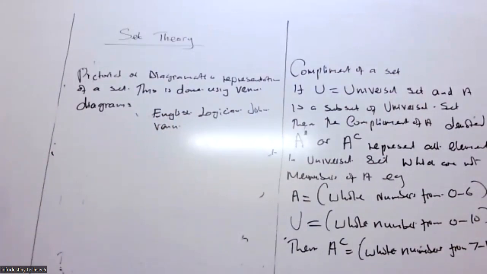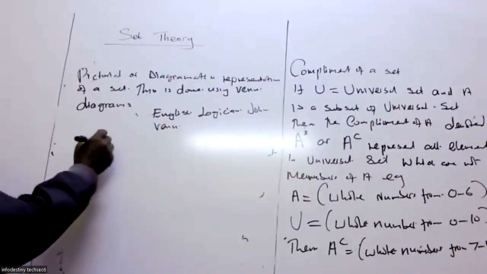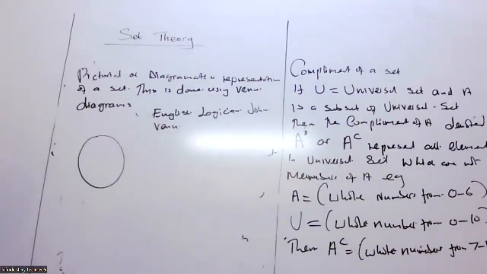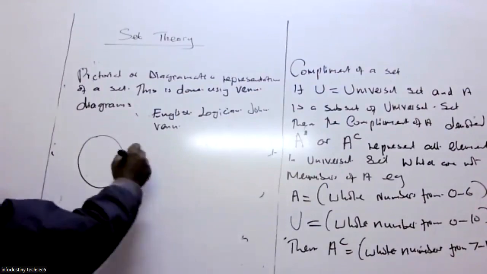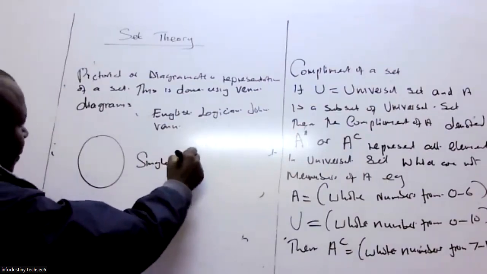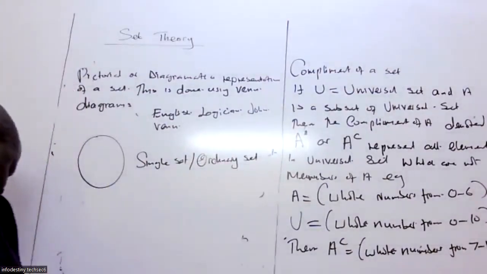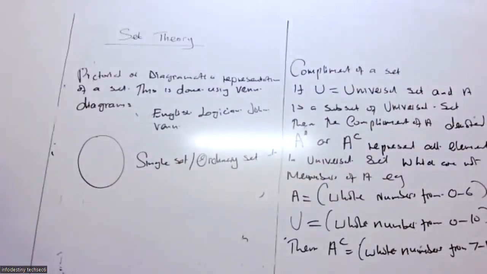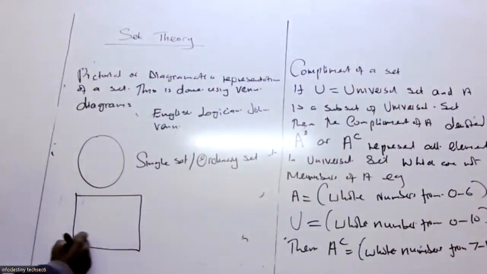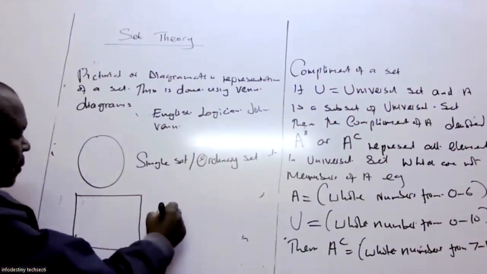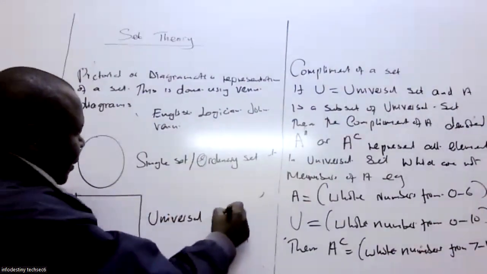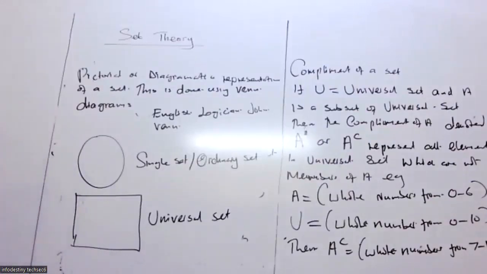Now, when you are representing this, you are going to have a diagram like this one. This diagram we call a single set, or an ordinary set. It's not a universal set. Then you are going to find this other diagram in set theory, and that is the diagram known as the universal set. So there will be two main diagrams which we are going to use: a single set and the universal set.